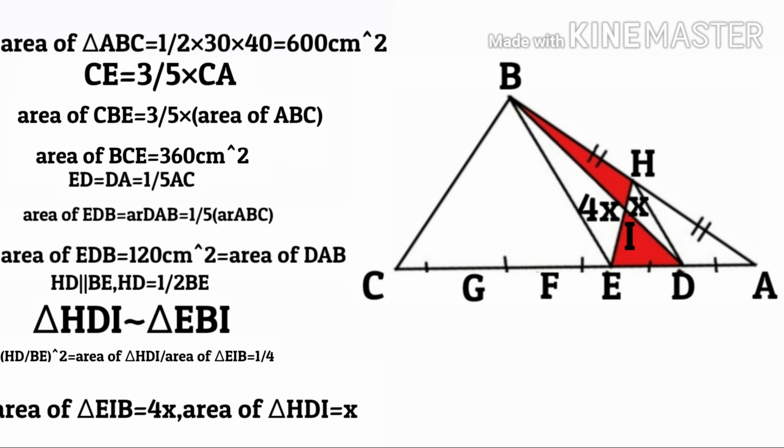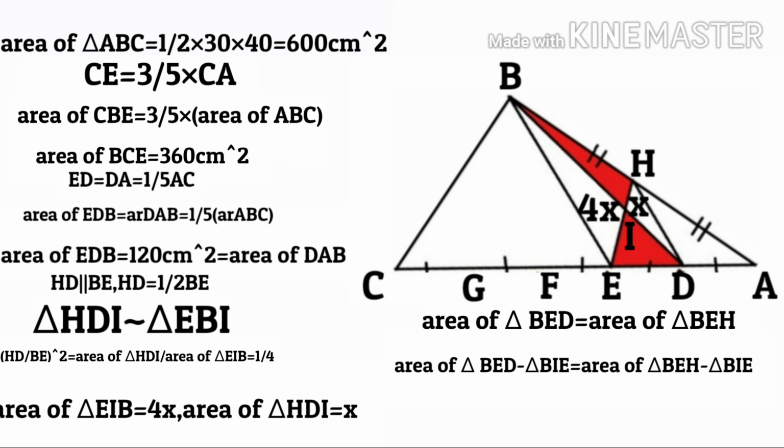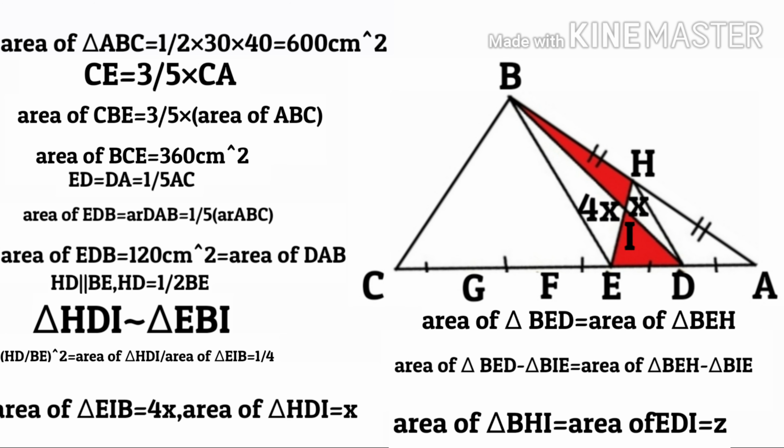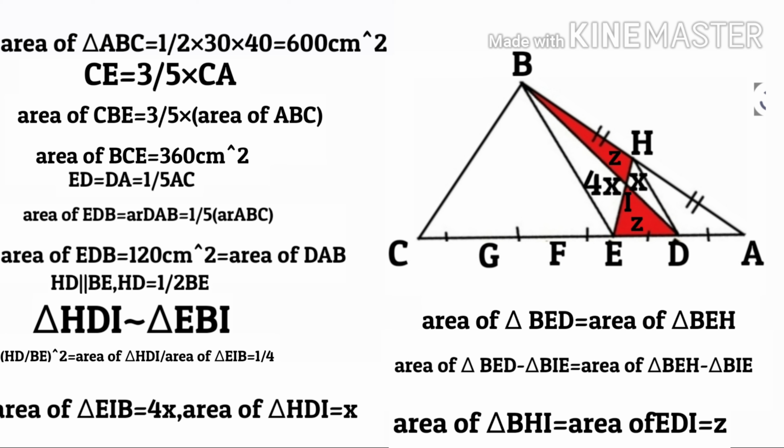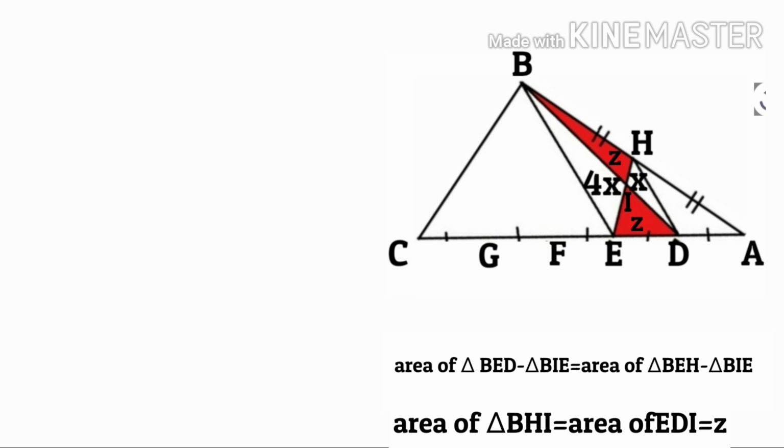Also, area of triangle BED is equal to area of triangle BEH, as they have the same base and they lie between the same parallels. Now, from both the triangles, if we subtract the area of triangle BIE, we get that area of triangle BHI is equal to area of triangle EDI. So, let the area of triangle BHI be equal to z. So, the area of triangle EDI also equals z.